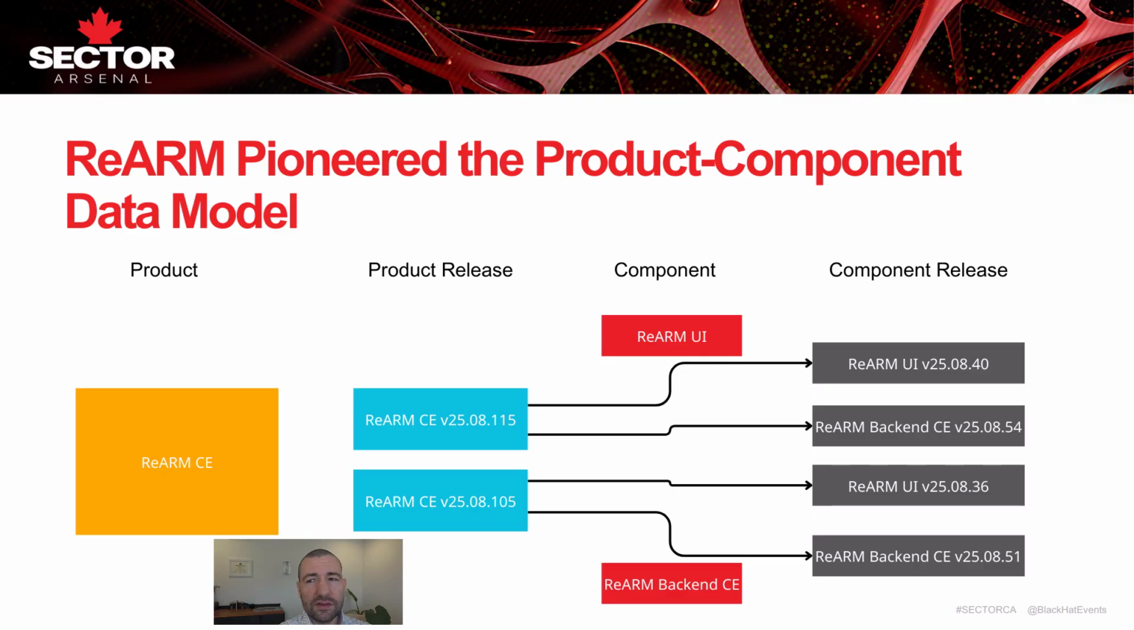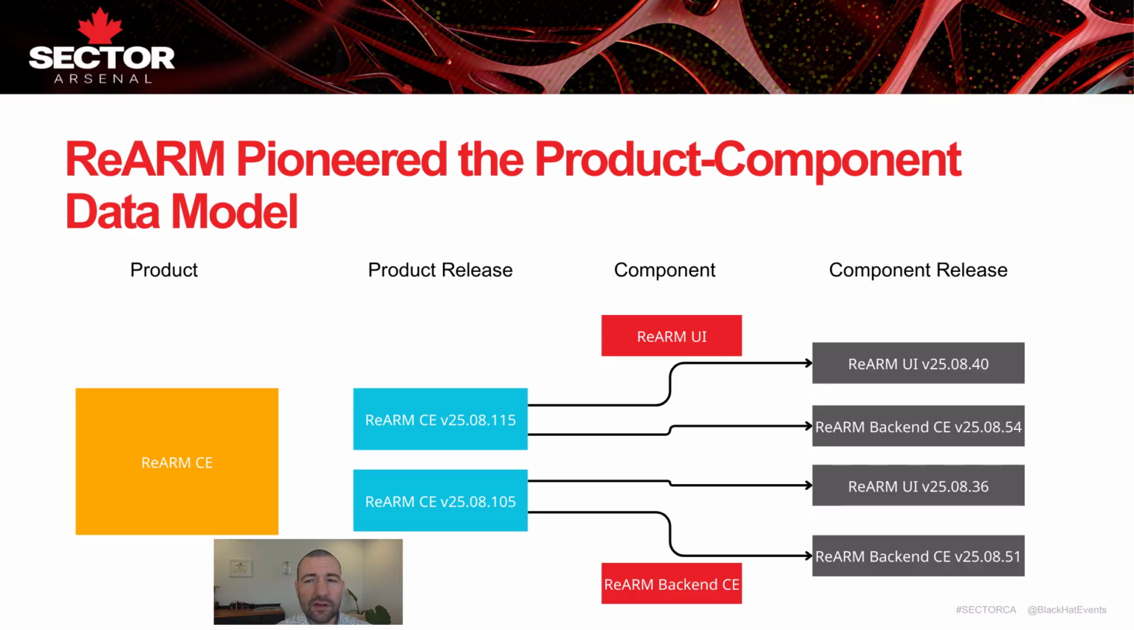Here, I have 2 distinct product releases, ReARM CE 25.08.115 and ReARM CE 25.08.105. Essentially, a product release is a specific packaged version of the product that customers actually receive. Then, we realize that product releases actually consist of certain components. This slide shows ReARM UI and ReARM Backend CE as such components. Note that ReARM itself actually consists of 8 components, but for simplicity, I'm only showing 2 on this slide.